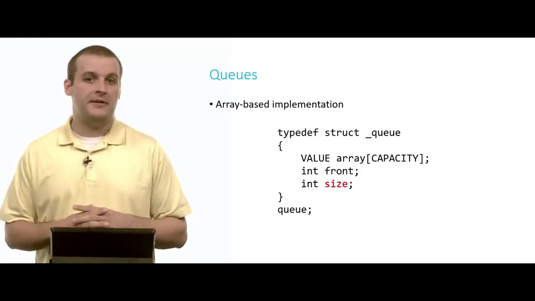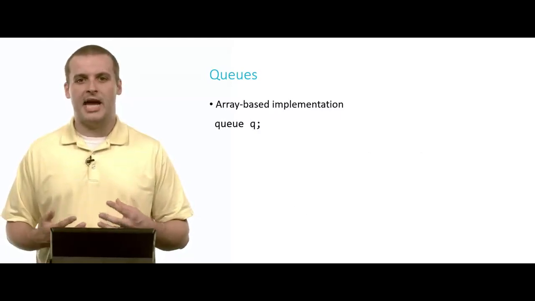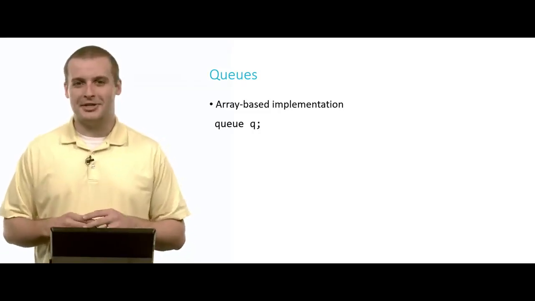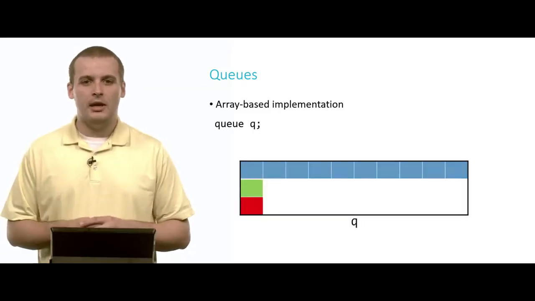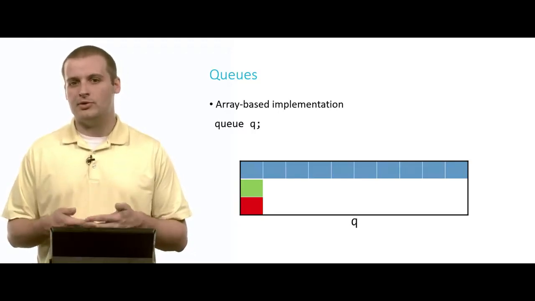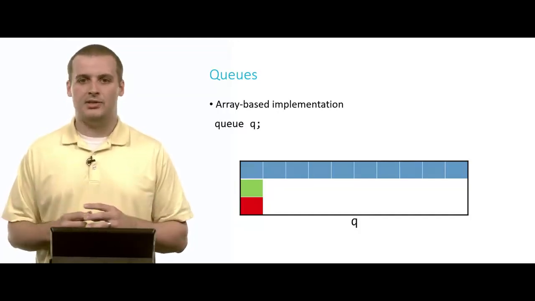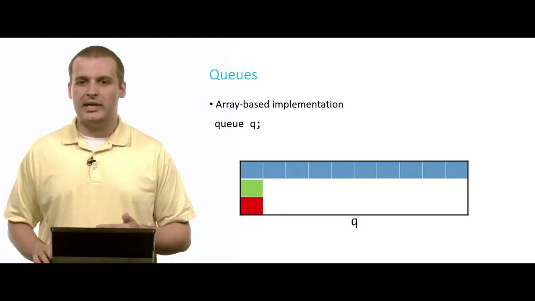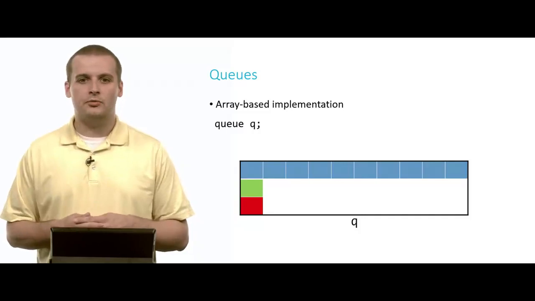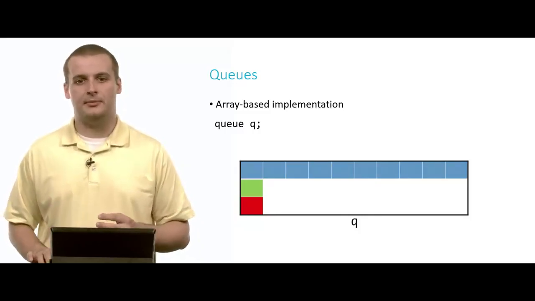Once we have completed this type definition, we have a new data type called queue, which we can now declare variables of that data type. And somewhat confusingly, I've decided to call this queue Q, the letter Q, instead of the data type Q. So here is our queue. It is a structure. It contains three members or three fields, an array of size capacity. In this case, capacity is 10. And this array is going to hold integers. In green is the front of our queue, the next element to be removed. And in red will be the size of the queue, how many elements are currently existing in the queue.